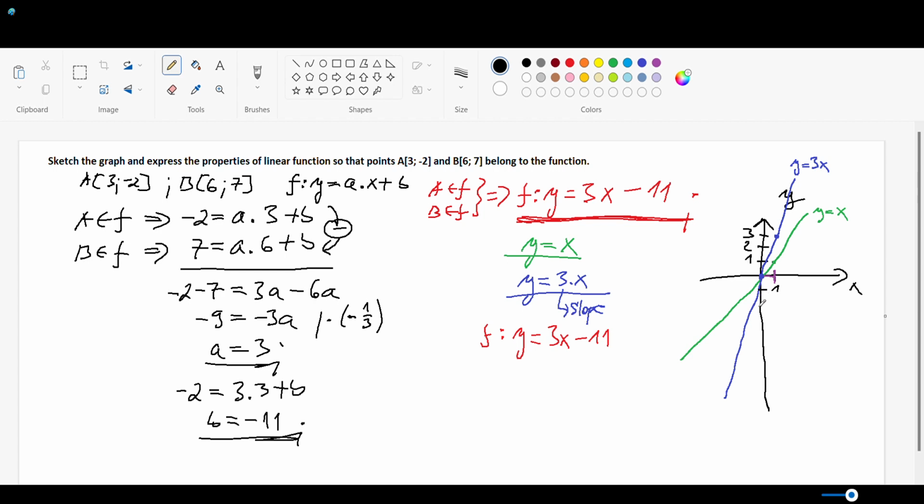That's why I was drawing this part of the graph so long here, because I need 11 points down. So it's 1, 2, -1, -2, 3, 4, 5, 6, 7, 8, 9, 10, 11. So this is my point, because the origin was also moved 11 units down. So my point from 0, 0 was moved to the point with the coordinates 0, -11.